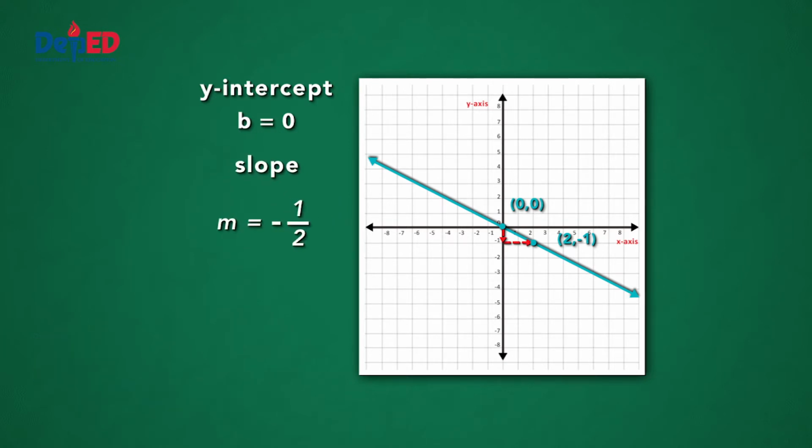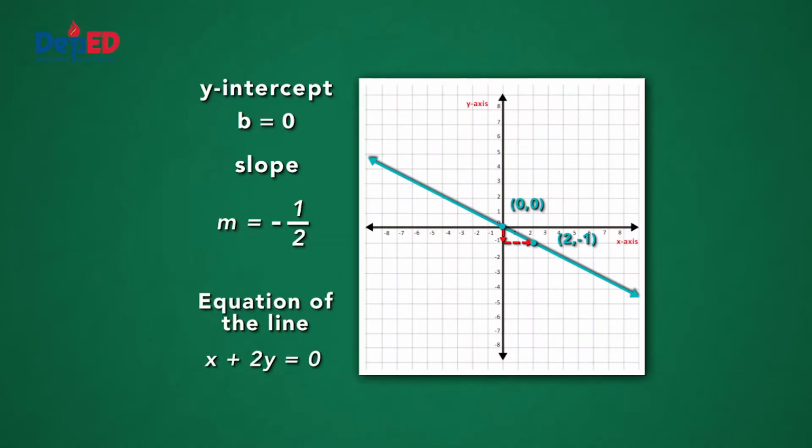Therefore, the equation of the line in slope-intercept form is y = -1/2 x. And after applying the addition and multiplication properties of equality, we will have the standard form of the equation x + 2y = 0.